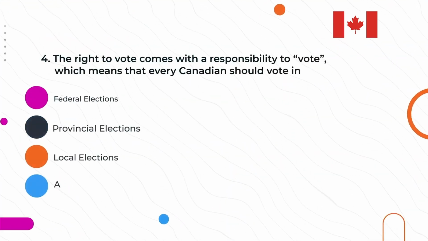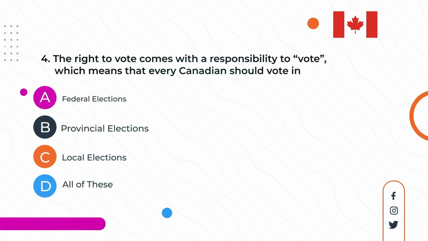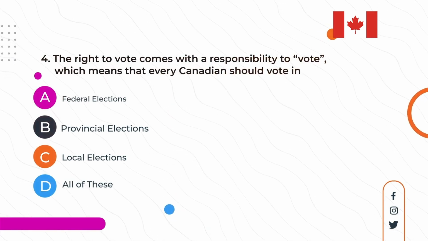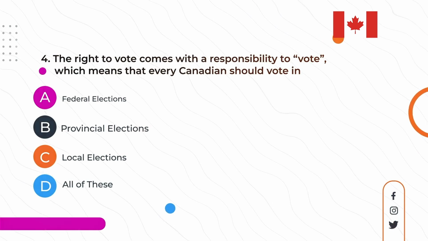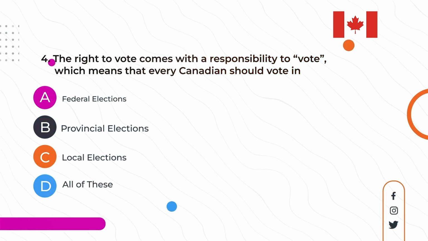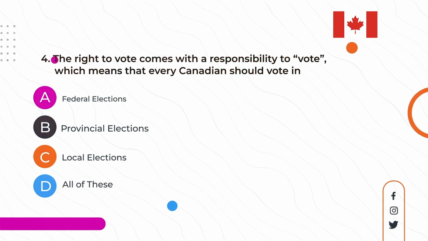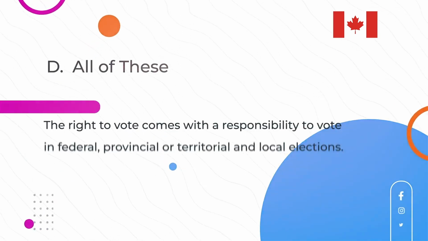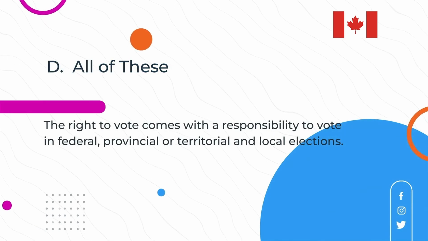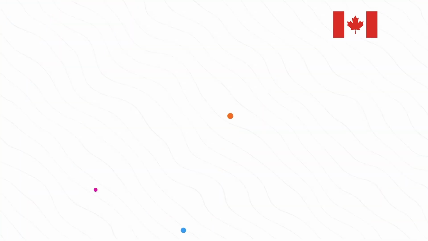The right to vote comes with the responsibility to vote, which means that every Canadian should vote in A. Federal elections. B. Provincial elections. C. Local elections. D. All of these. Answer: D. All of these. The right to vote comes with a responsibility to vote in federal, provincial, or territorial and local elections.